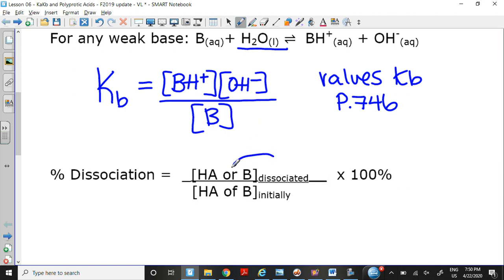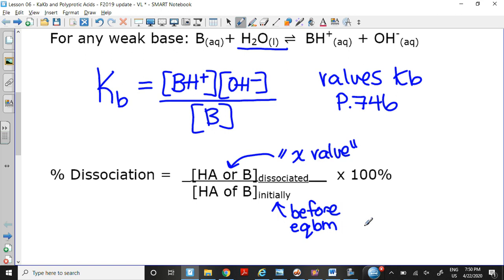The value on the top here, you're going to take the concentration of the acid or the base that's dissociated. Essentially what this is going to mean, if you were to set up an ice table, is going to be whatever your X value is. And we'll go over how to do that with some problems in a minute. But if you recall that X value in ice tables, that's how much dissociates, or that's how much actually is formed when the equilibrium is established. On the bottom, you're going to take the concentration of acid or base that you start off with before equilibrium. Initially means before the equilibrium is established.